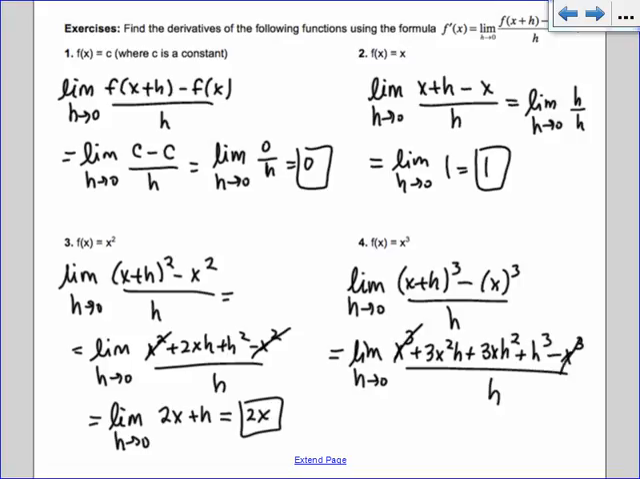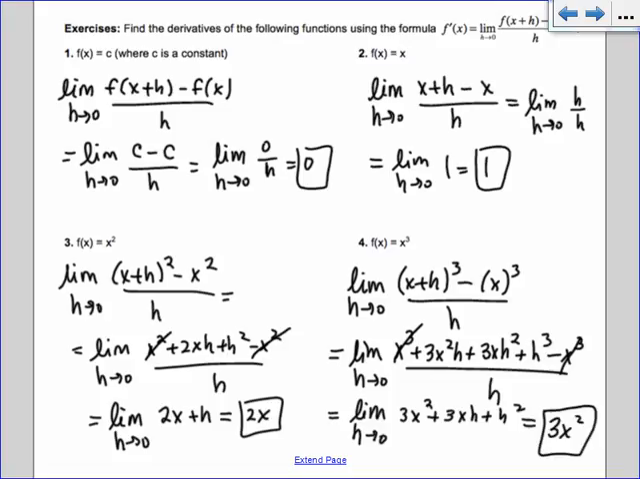Okay, did you guys get 0 for the first one? What'd you get for the second? Yep. The third one, what'd you guys get? 2x, yep. Good, so you guys are getting the same thing? Good. And the last one? Yep, 3x squared. Good. So there has to be some kind of pattern to this.